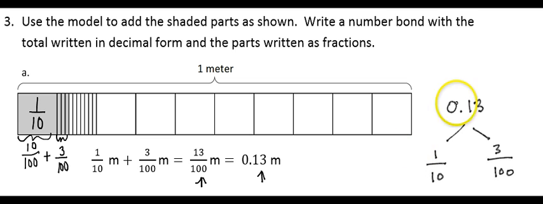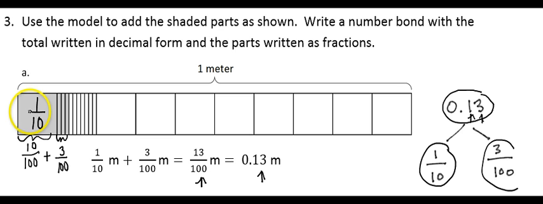Now look at our number bond. We have our answer here, 13/100ths. We're showing the two parts as fractions. So the 1 is my 1/10. The 3 is my 3/100ths. So the number bond matches the shaded portion of the tape diagram as well.